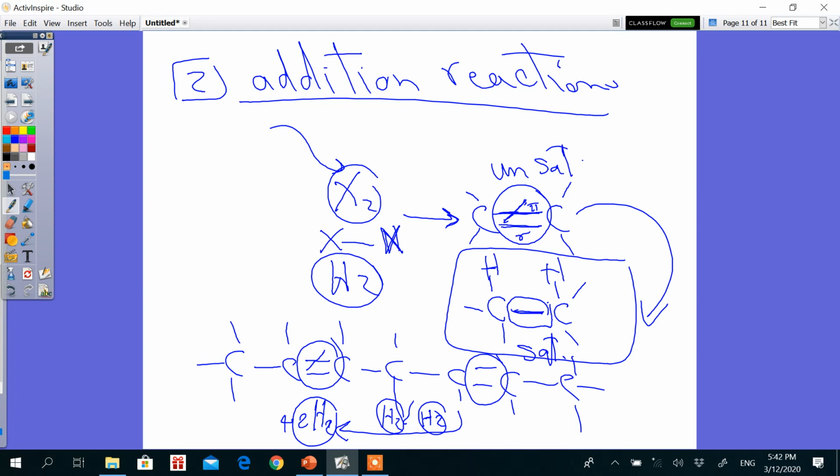If you want to break one double bond, add 1 molecule of hydrogen. If you want to break these 2 double bonds, you want two molecules of hydrogen to change the molecule from unsaturated to saturated single bonds.